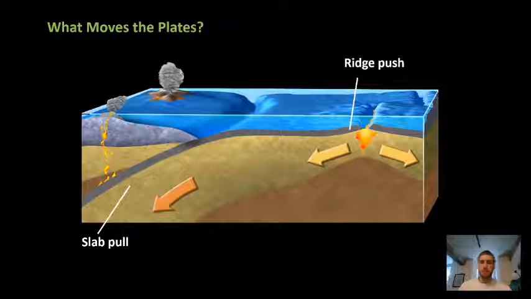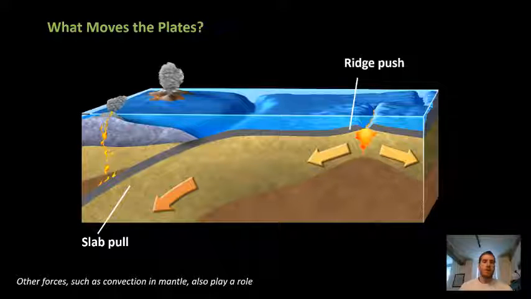One thing to note is that it's only the subducting plate that experiences the force of slab pull, as the overriding plate, since it's not actually going down in the subduction zone, doesn't experience this force.